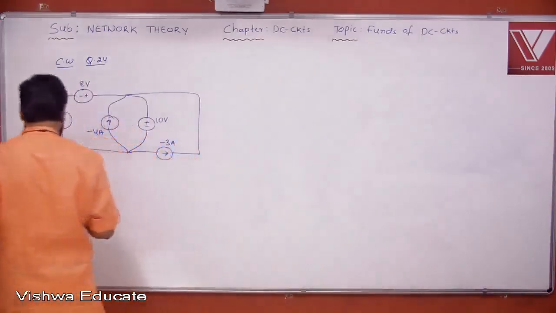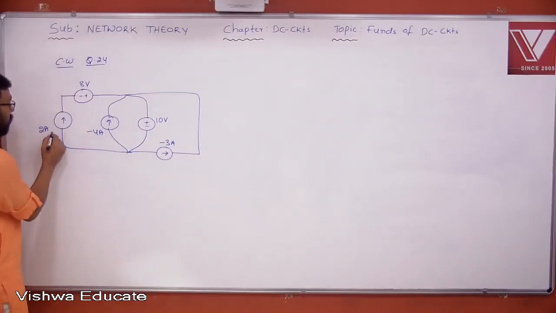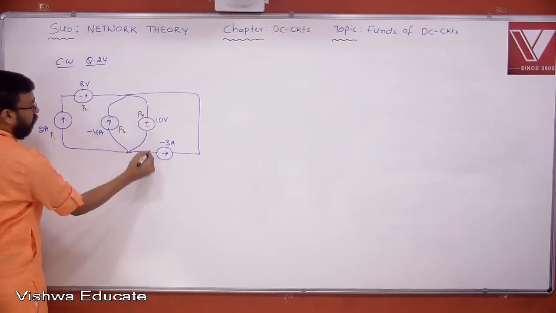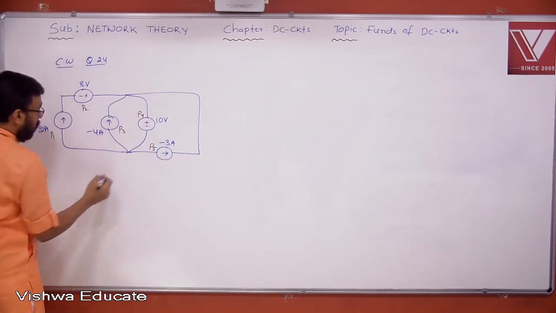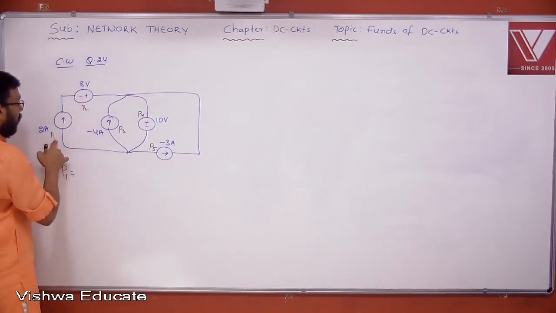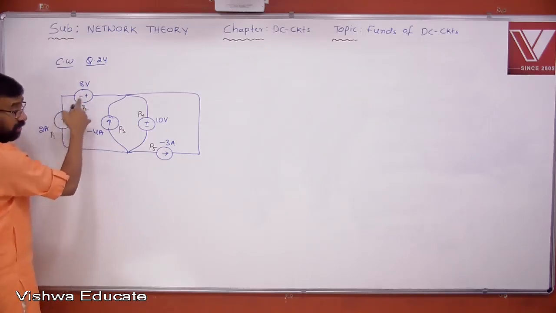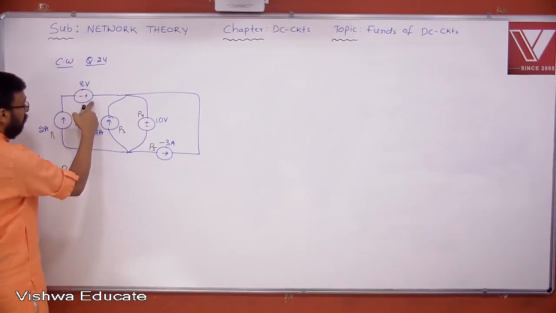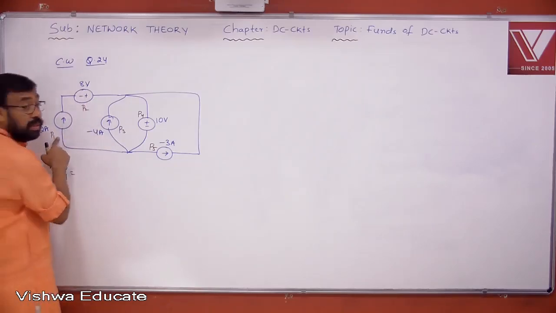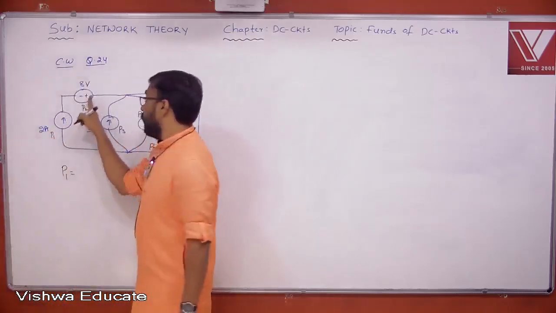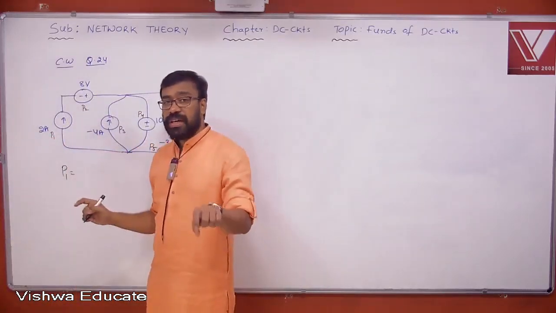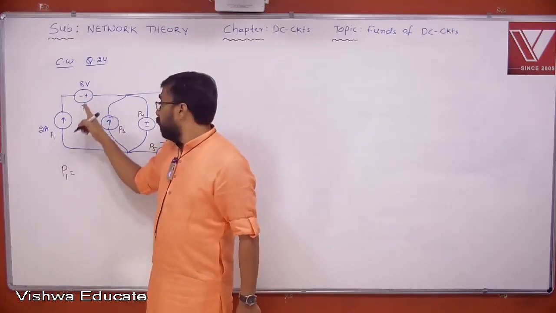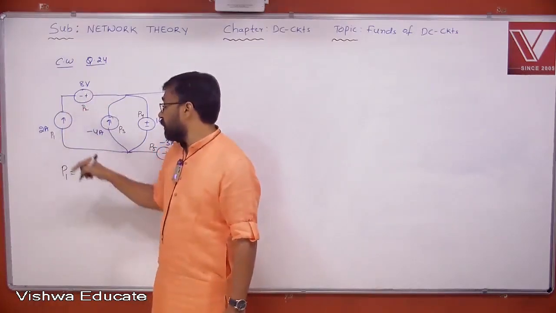So to find the power, say this is P1, P2, P3, P4, and let's say this is P5. So what is P1? Voltage source and current source are both connected in series here, right? So you know the current through this element, but you do not know the voltage across it. Current source: current is known, but voltage is to be determined. Voltage source: voltage is known, current is to be determined.